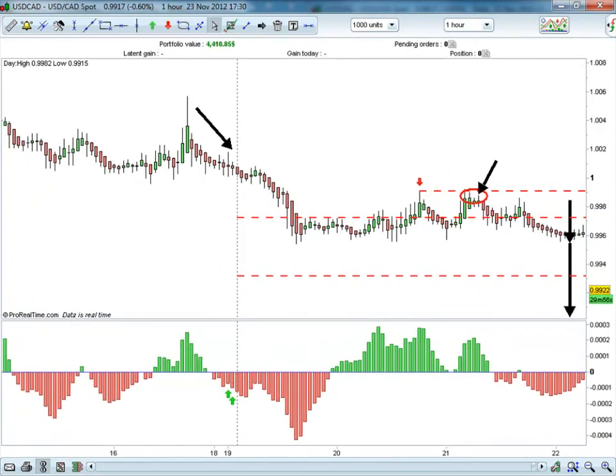What I'd like to do now is hit the pause button, and before we sign off, just give you a quick tour of the Momentum Matrix tool, which helps you find these trending markets.